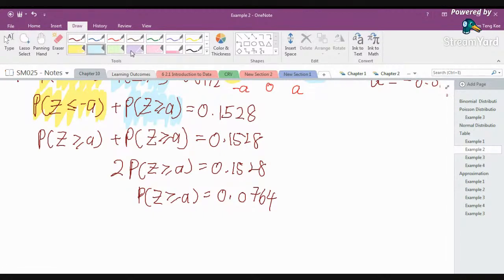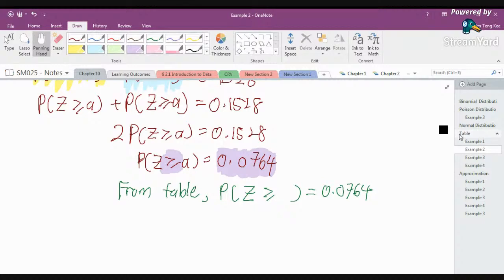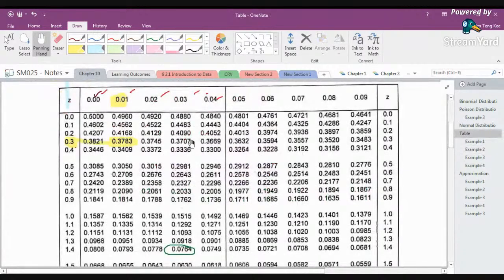By the way, how do I know that I can use the statistical table at this moment? It is based on two criteria. First, the region's value happens to be less than 0.5, and at the same time I have the sign of greater than or greater than or equal, either one will do. So as a result, we refer to the table, and what we want to find out is P of Z greater than or equal to what, which will give us 0.0764. Now let us refer to the statistical table for the answer 0.0764.